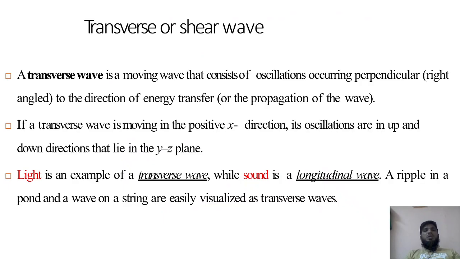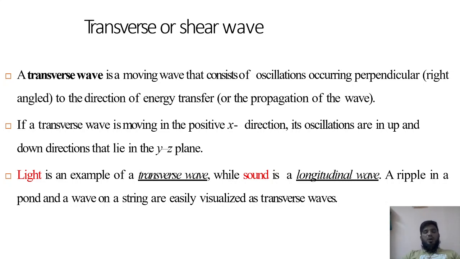Next are transverse waves or shear waves. In shear waves, if the sound wave is traveling toward the right, in the x direction, then the vibrations will happen along the y and z directions. For example, if you throw a stone into water, the water is disturbed, and because of that the vibrations produce a crest and a trough.